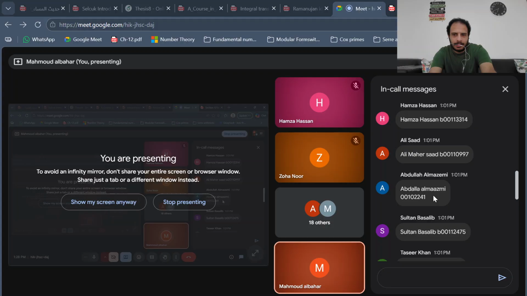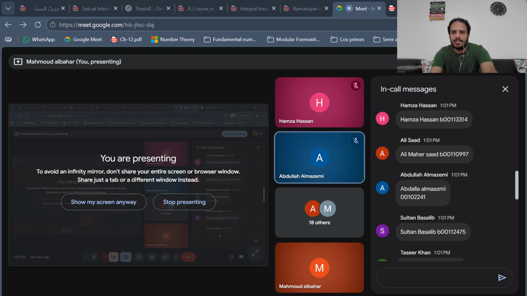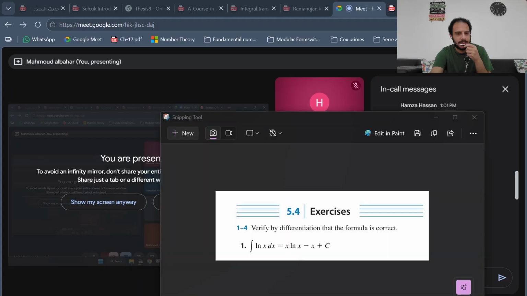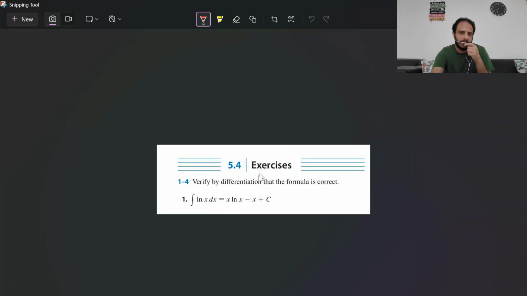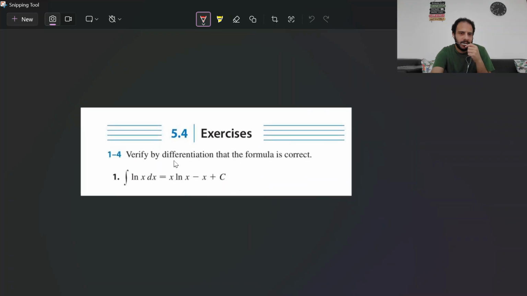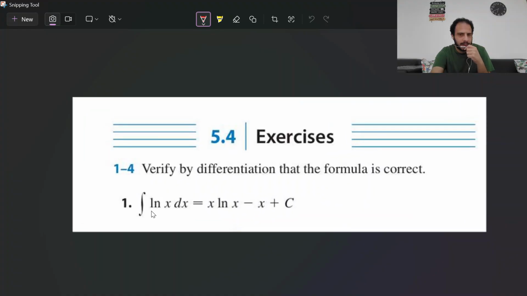Abdullah. Yes, Professor. Yes, Abdullah, please help me with this problem. Verify by differentiation that the formula is correct. Here you are given the result of the integral, but how can you know? How can you verify that this result is correct? What do you think?